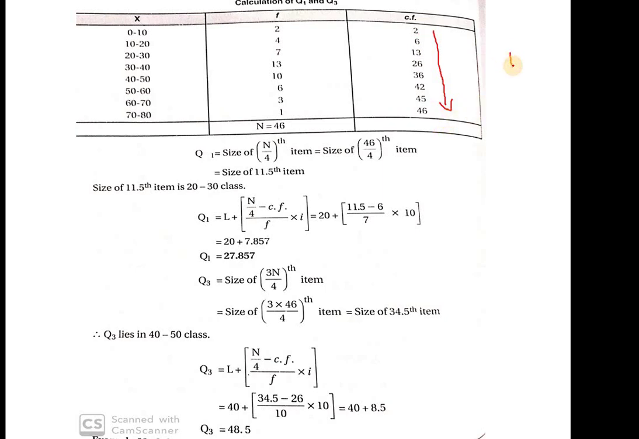So the second step is completed. What is the third step? We need to apply the formula. What is the formula? Q1 is equal to the size of the n by 4th item. What is n here? n we got is 46.